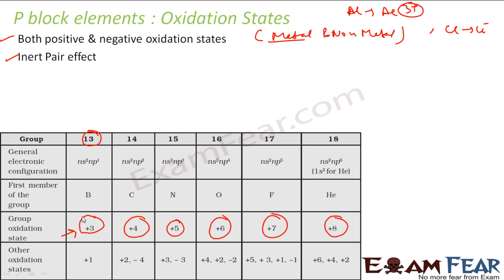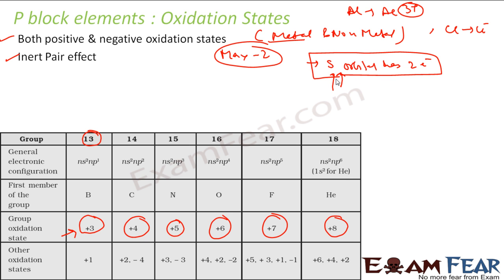Apart from this, they exhibit an oxidation state of max minus 2. And why 2? Because the s orbital has 2 electrons. Sometimes these s electrons don't take part in the reaction, so these 2 electrons are ignored, and they exhibit an oxidation state of max minus 2. For example, 3 minus 2 is 1, 4 minus 2 is 2, 5 minus 2 is 3, 6 minus 2 is 4, 7 minus 2 is 5, 8 minus 2 is 6. And this effect is called the inert pair effect. We'll discuss more about this in the next slide.